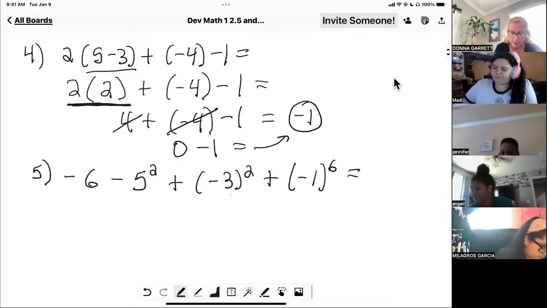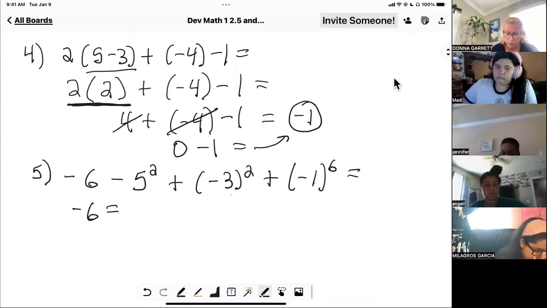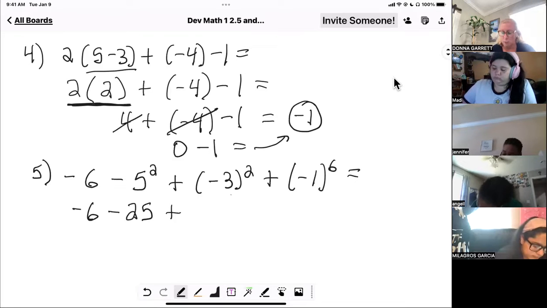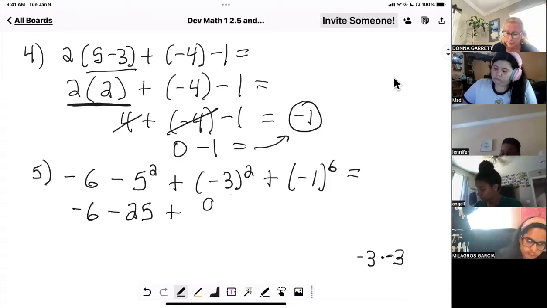And so negative 6 is going to stay. 5 squared, 5 times 5 is 25. Plus negative 3 squared. So I'm just going to do an aside here. Negative 3 times negative 3, just so you can see it. So a negative times a negative is a positive, and 3 times 3 is 9. So that'd be 9.